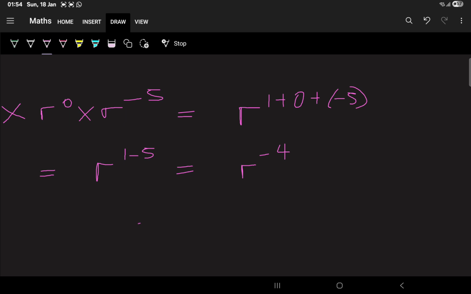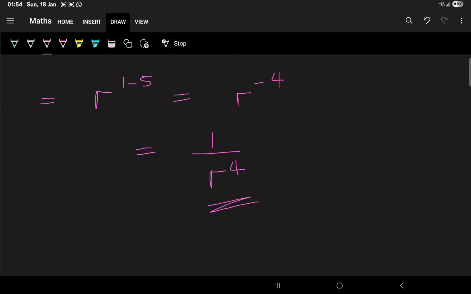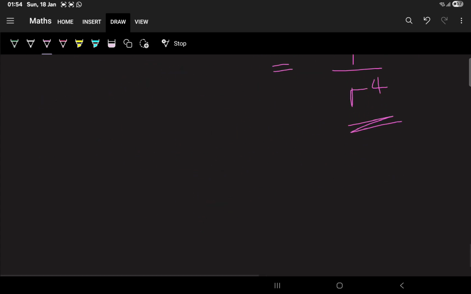Now from our negative index law, we know this is the same as 1 over R raised to the power of 4. So this is our answer. Now let's dive a bit deeper.